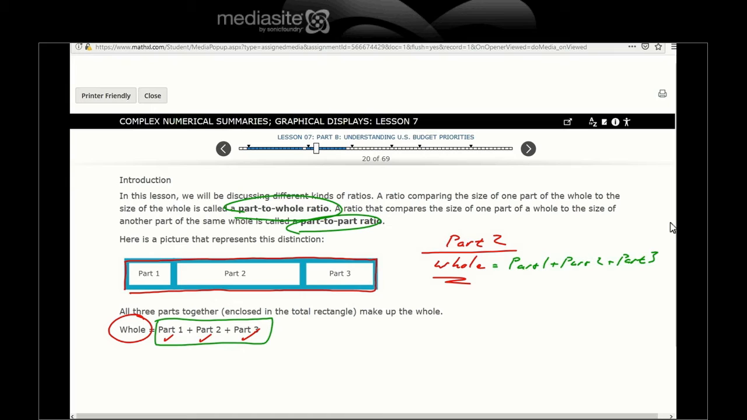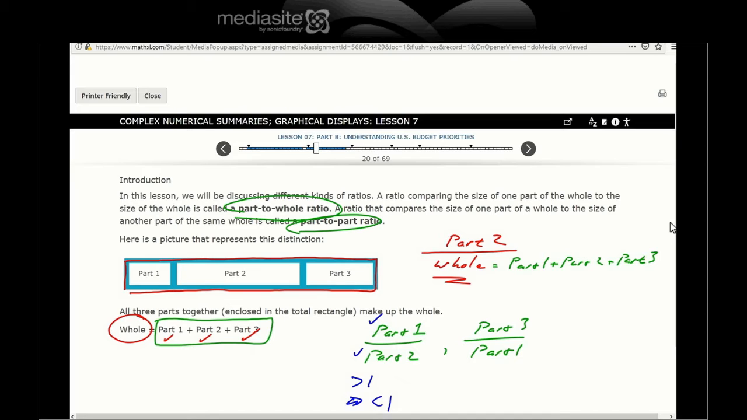Part to part, how does one part compare to another part? So how does part 1 compare to part 2? Or how does part 3 compare to part 1? In this case, we'll find out which one's bigger. Is part 1 bigger than part 2? If part 1 is bigger, then we should get a ratio that's greater than 1. If part 2 is bigger, we should get a ratio that's less than 1, and so forth.